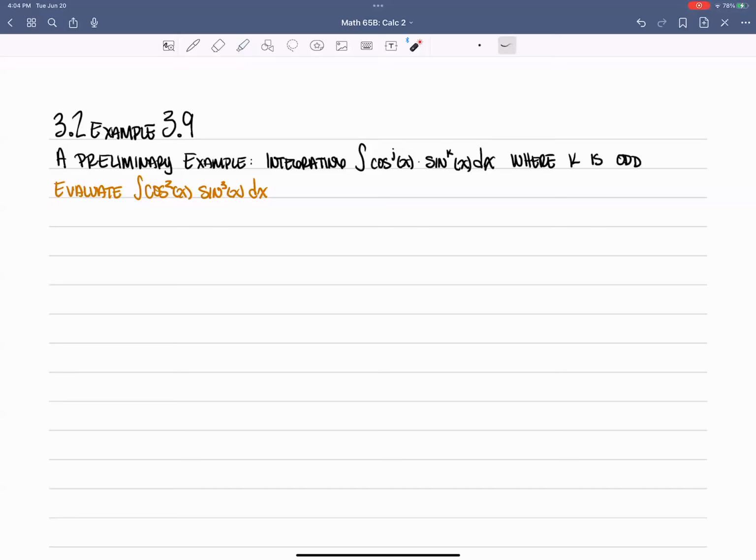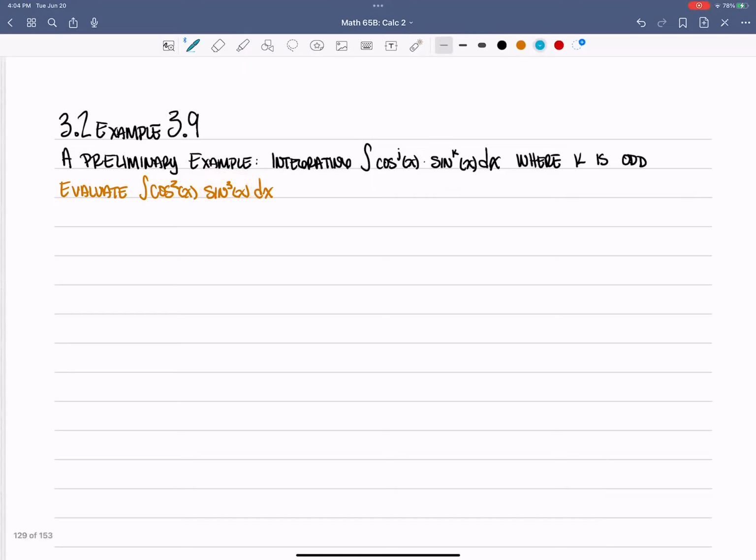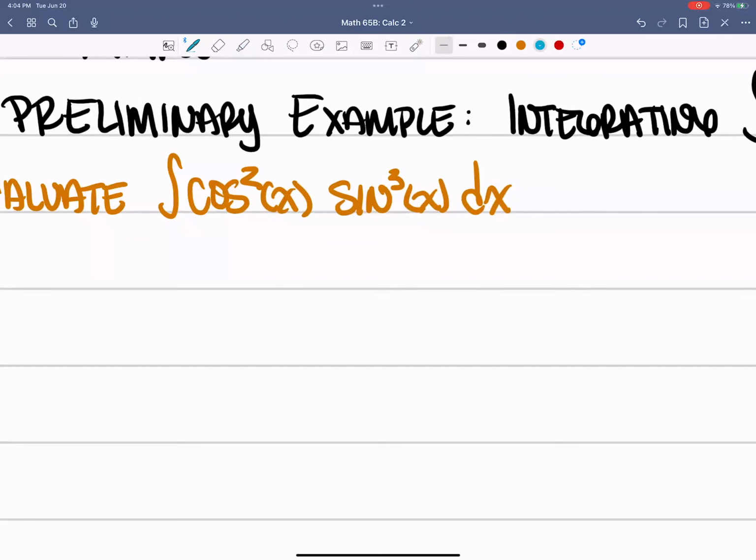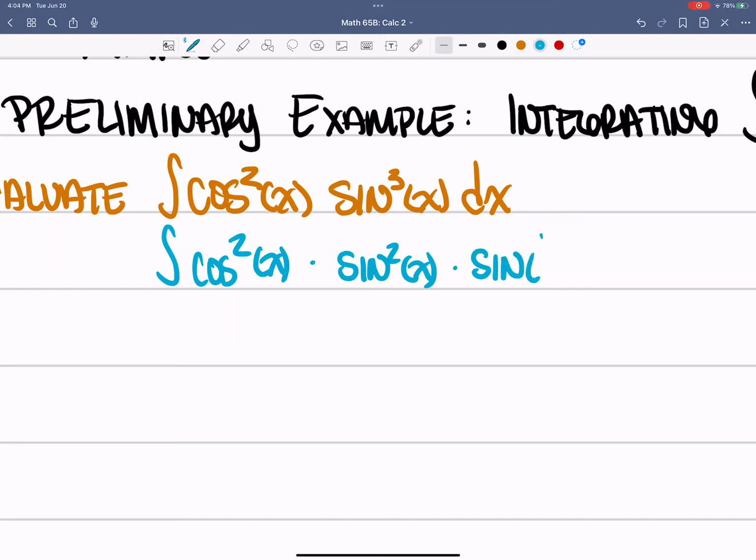But one thing we could do is make it to where we end up with just one sine there, and the rest we could turn into cosines because it is an odd number. So let's take a look at what that's going to look like. Cosine squared x, I'm going to multiply this by sine squared x times sine x dx.